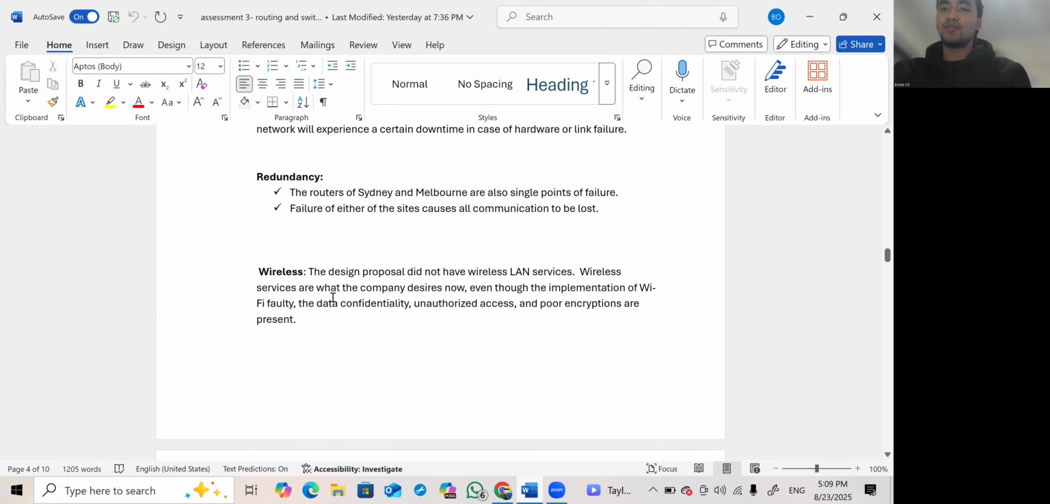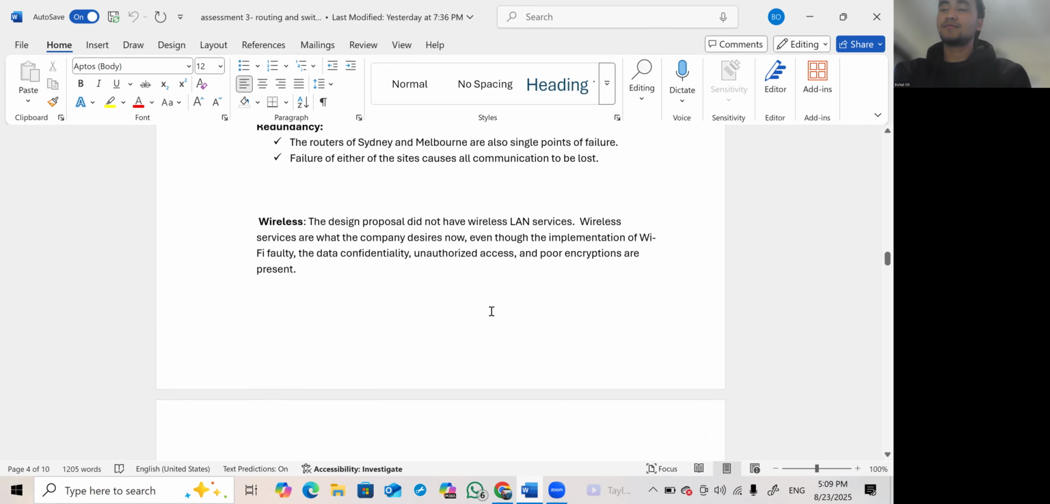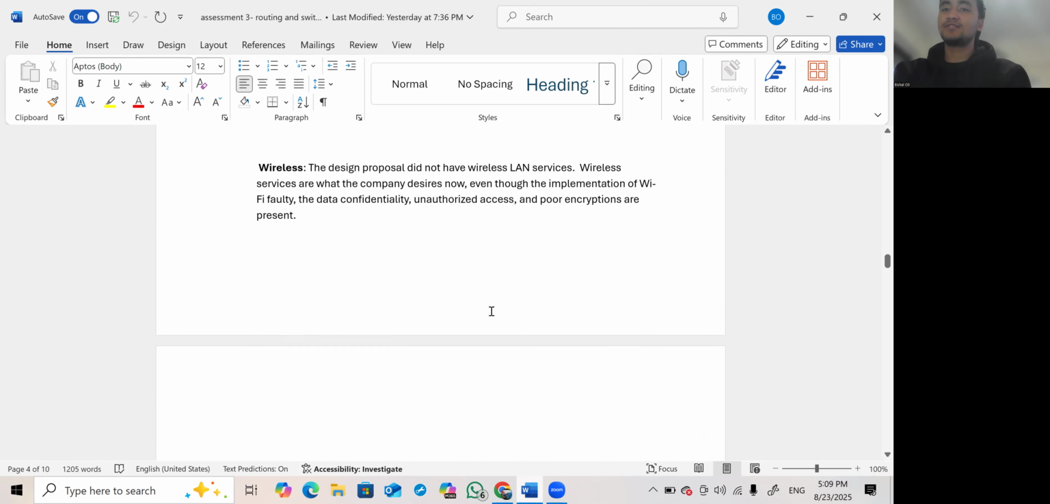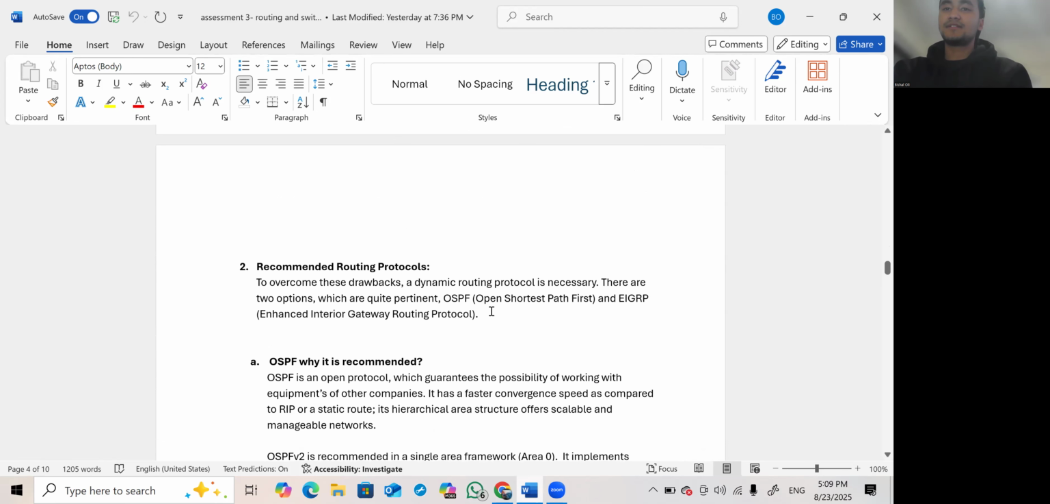The last one is wireless. The design proposal did not have wireless LAN services. That is one of the major drawbacks and a current issue in the network. So my recommendation on the routing protocol is OSPF.